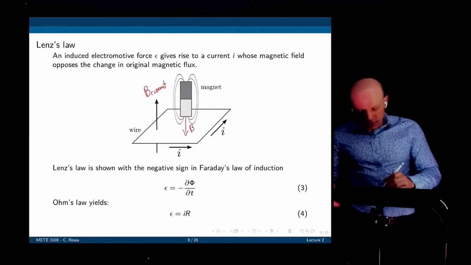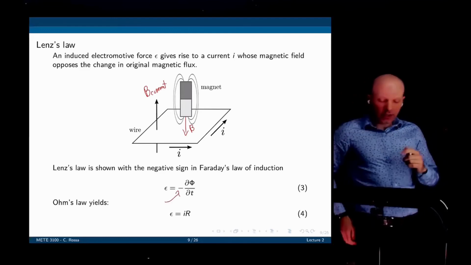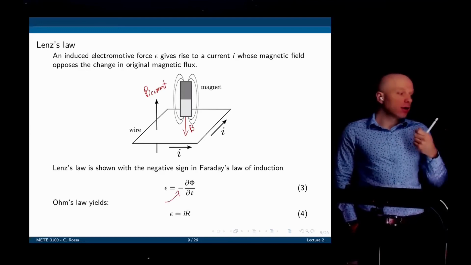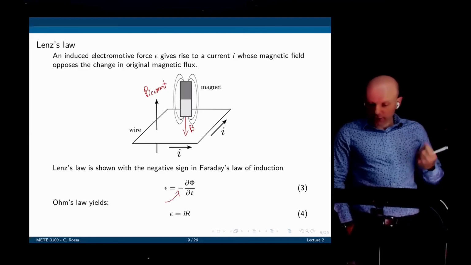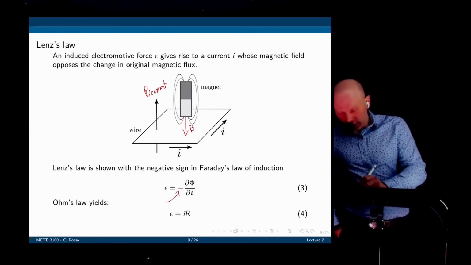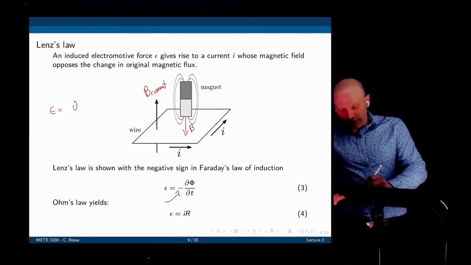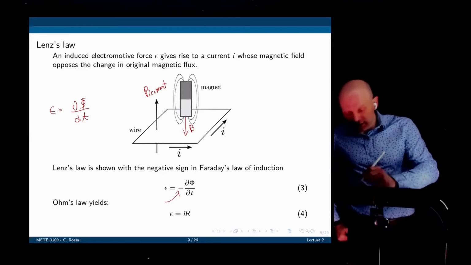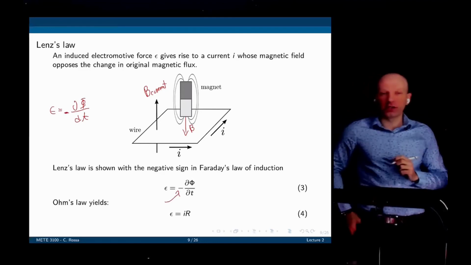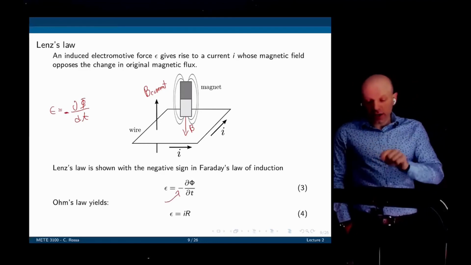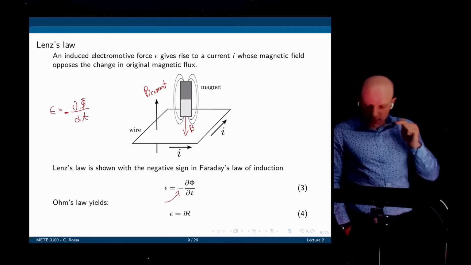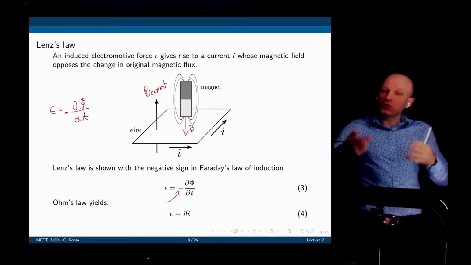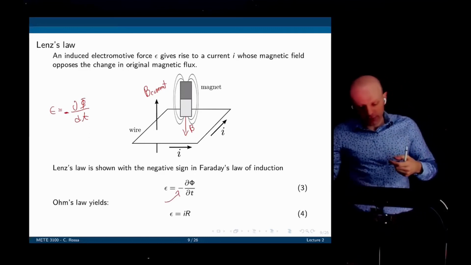And that's this negative sign in Faraday's law. So we saw that the induced electromotive force depends on the changing magnetic field. And then Faraday's law states that the induced EMF is simply the derivative of the magnetic field over time. Lenz's law adds this annoying negative sign in front of it. And this little negative sign has a lot of implications, because it tells us exactly in which direction the induced current must flow to oppose changes of the generating magnetic field.